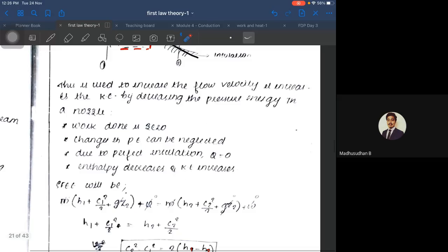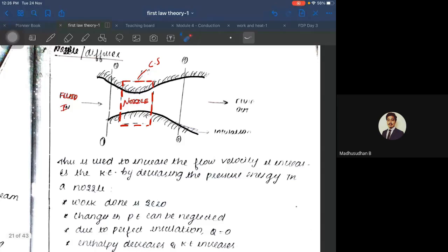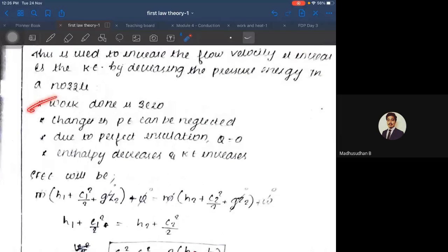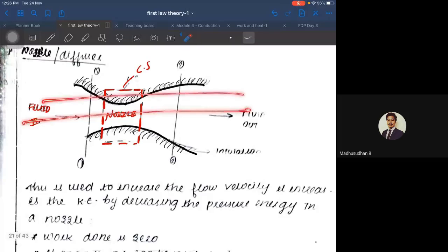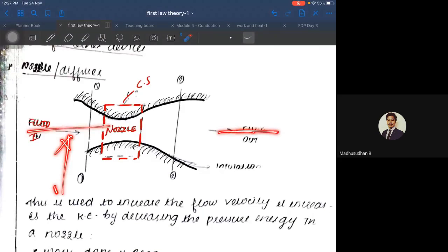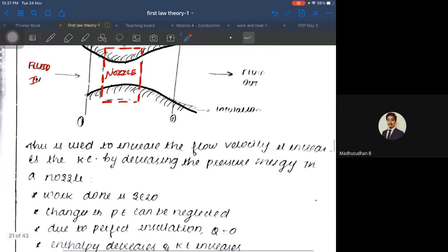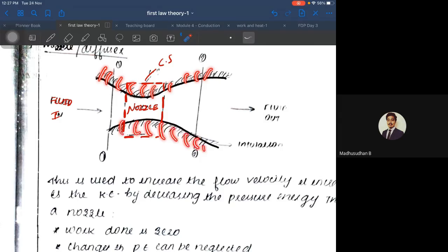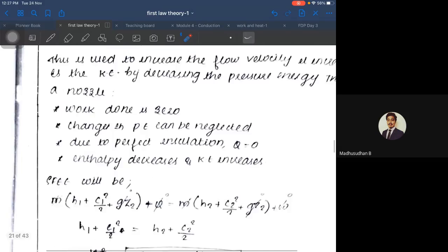So you can write a short description of what the nozzle is and whatever is neglected or accepted over there. The work done is zero, absolutely. Is there any work done in this entire nozzle? There is absolutely no work done there. Changes in potential energy can be neglected, because your inlet as well as your outlet is at the same datum height. Due to perfect insulation, you're providing good insulation to the nozzle, so there will be no heat transfer. That's why Q can also be neglected.